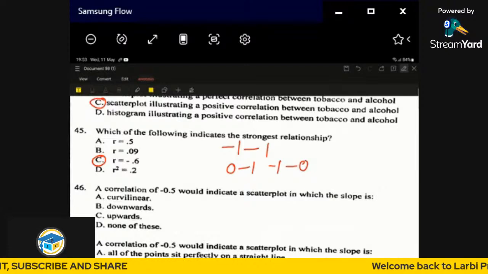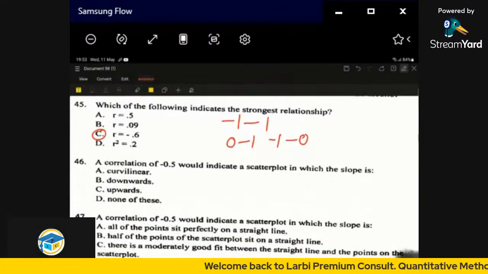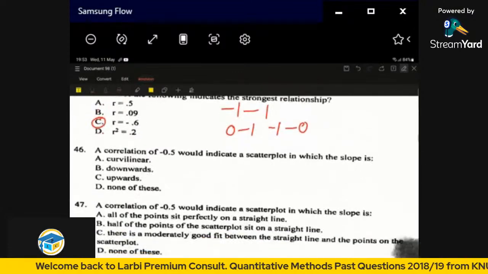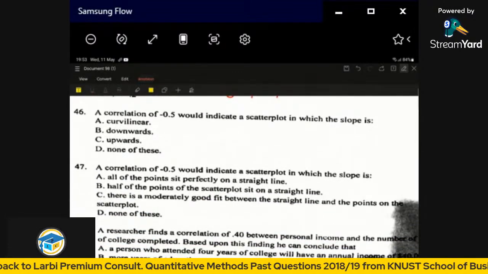All right, so that's for question number 45. Option C indicates the strongest negative correlation between the variables. All right, now let's move on to question number 46.